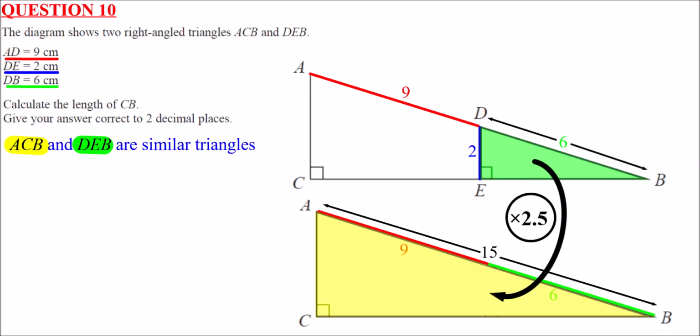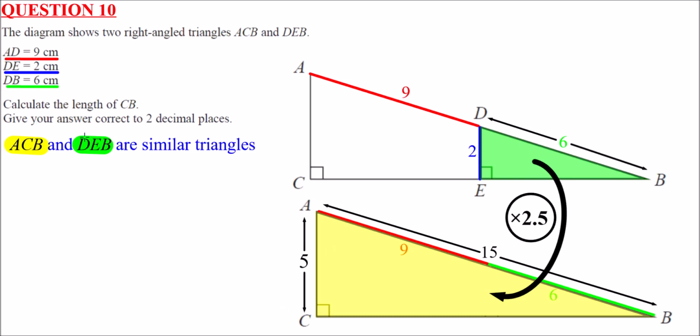We can now, knowing this, work out side AC. So to go from DB to AB, we multiplied 6 by 2.5. So to work out AC, we take this corresponding side here, D to E, which is 2, and multiply that by 2.5 too, and 2 multiplied by 2.5 gives us 5.